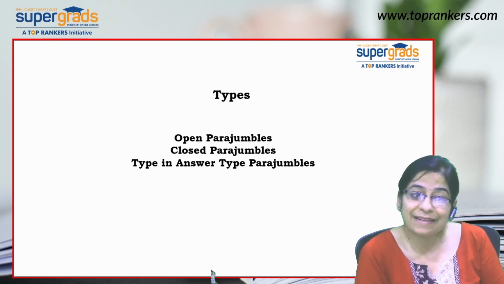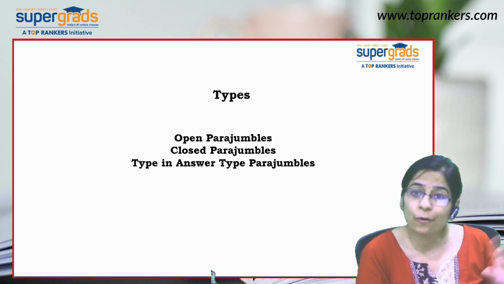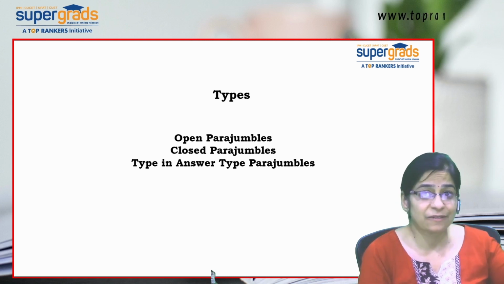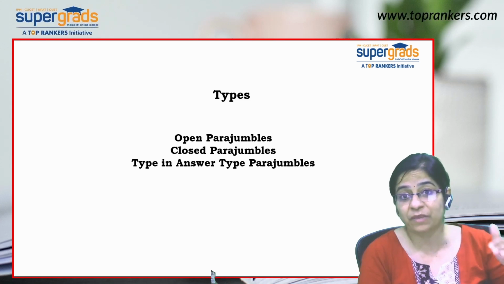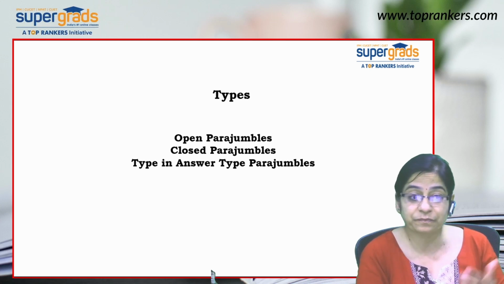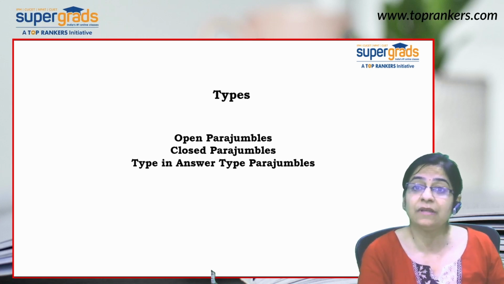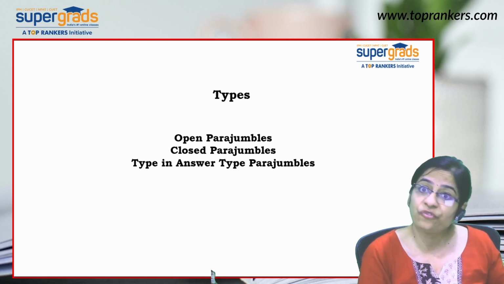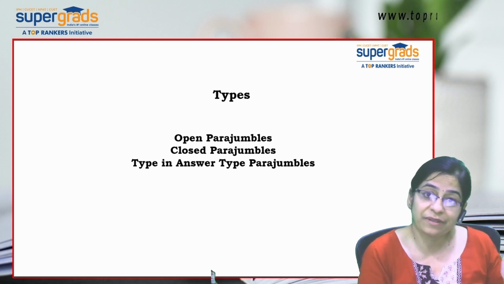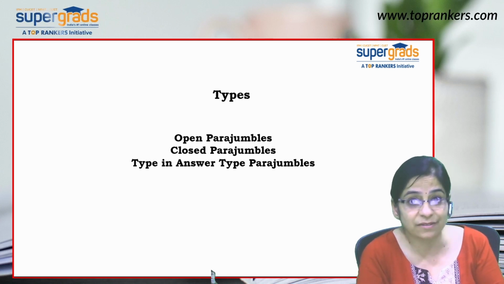Now, there are three types of parajumbles: open parajumbles, closed parajumbles, and type-in answer type parajumbles. Open parajumble, as the name suggests, you'll have 4 to 5 options, and there will be multiple answer choices to choose from. So you'll have to work around those to get the answer. Closed parajumble, there will be at least 1 or 2 fixed parts, and you'll have to work around the rest of the parts to get the answer. These will generally be followed by MCQ based answer choices.